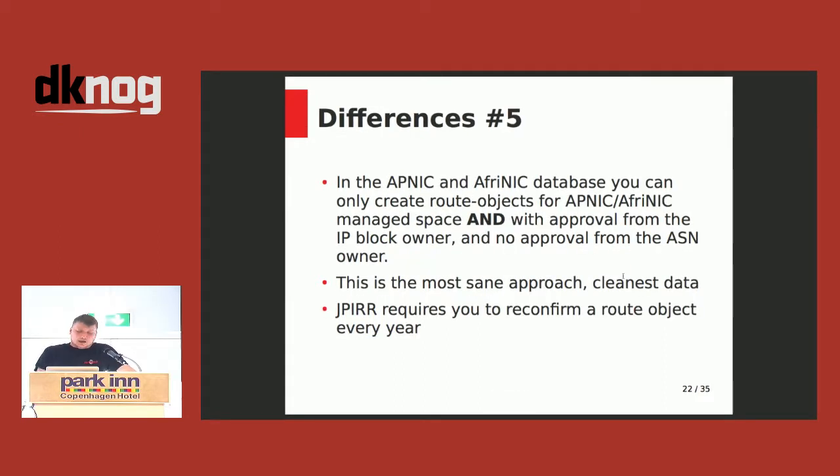Then we have the APNIC and AFRINIC databases, which have yet different policies. In the APNIC database, you can only create route objects for space that is managed by APNIC itself. So you cannot create route objects that cover ARIN space or RIPE space or AFRINIC space in the APNIC database. And this is awesome, because that means that their database has the cleanest data. All the data in that database has been created by owners of the prefix. So it's reliable, it's trustworthy, route object creation is coupled to ownership. And all route objects fall under APNIC managed space. So this is the best approach you can have, and I'm happy to see RIPE move in the same direction.